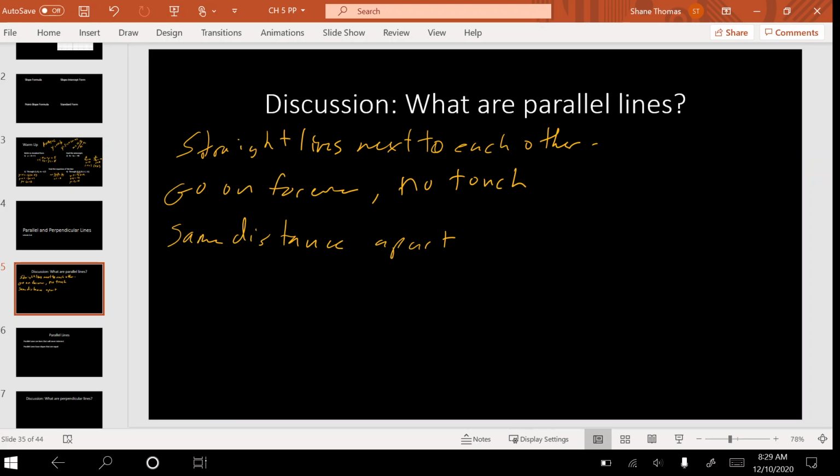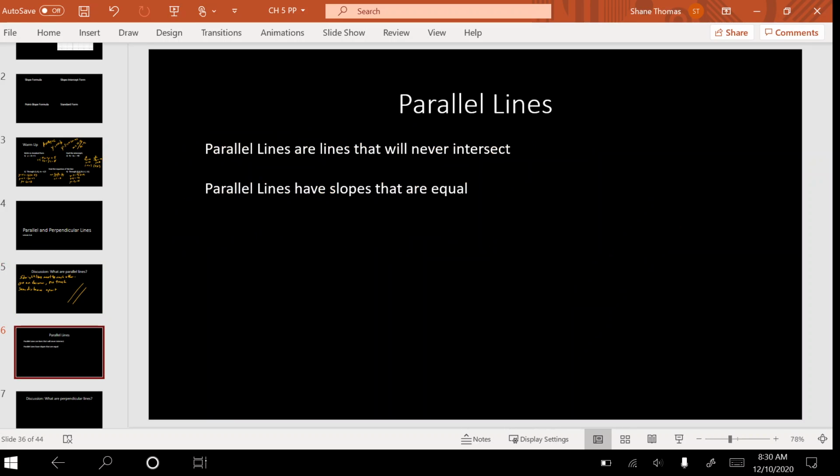A lot of people said the train tracks. You guys learned that in elementary school. I think every year someone says train tracks. I was surprised that didn't come. All right, so let's go to the formal definition. So parallel lines are lines that never intersect. It's just basic, okay? Lines that never intersect. So it is correct that they'll run kind of side by side. The distance between them will stay the same the whole time.